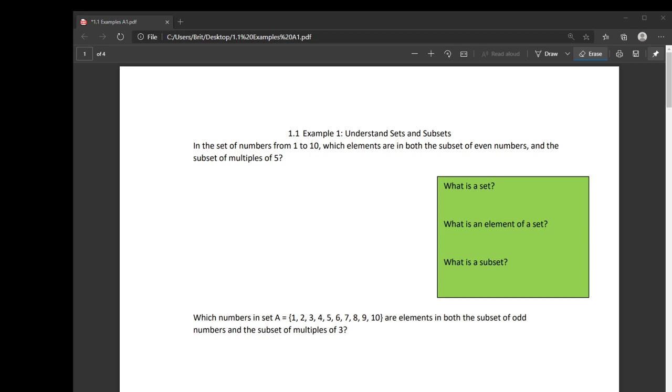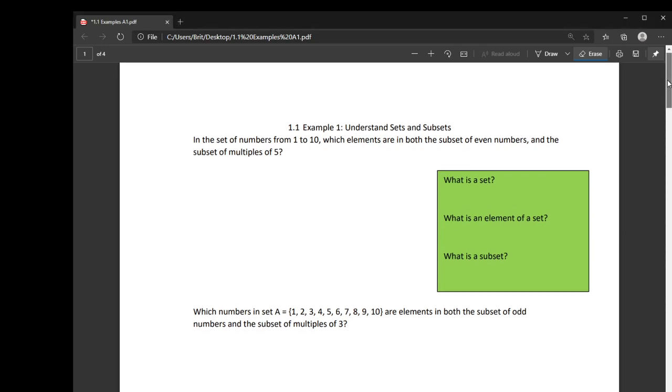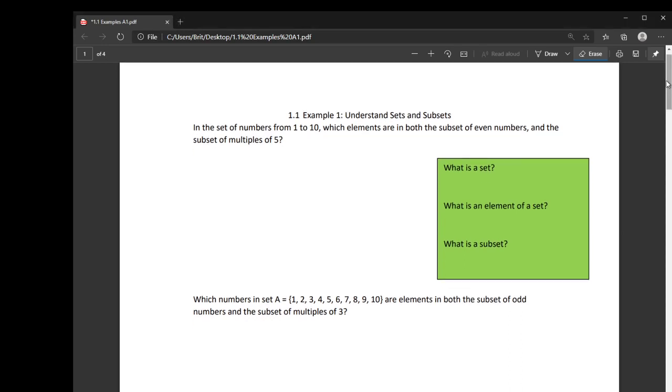The first example in 1.1 is asking about sets and subsets. So what I need to do to help out here is I need to actually start defining what these terms mean. Okay? So a set is just a collection of items, is probably the best way to think about that.